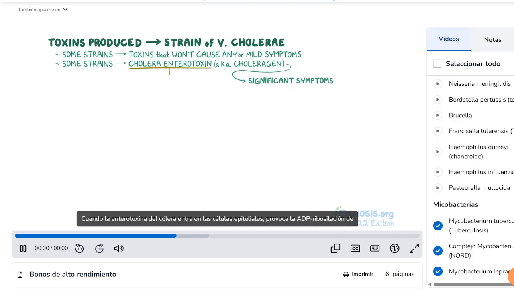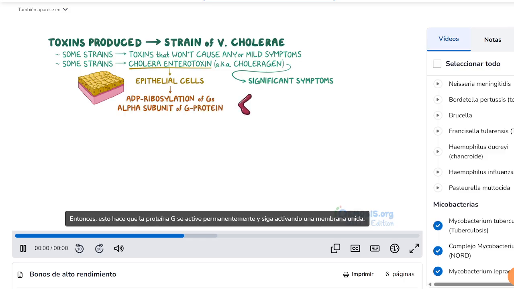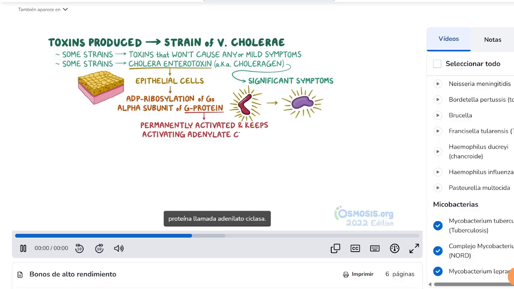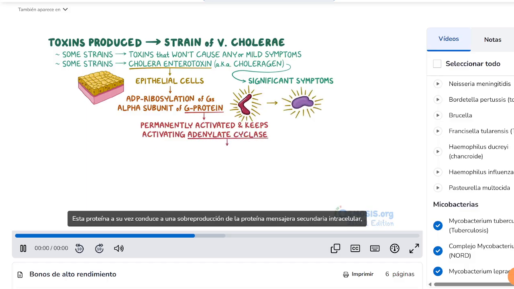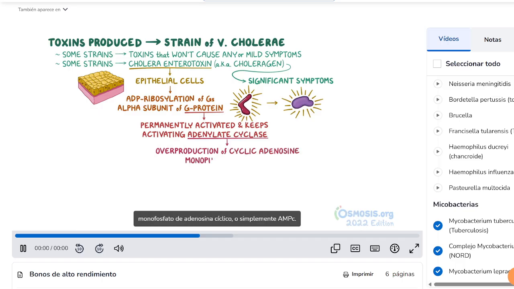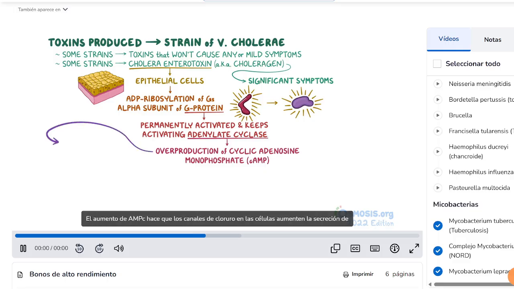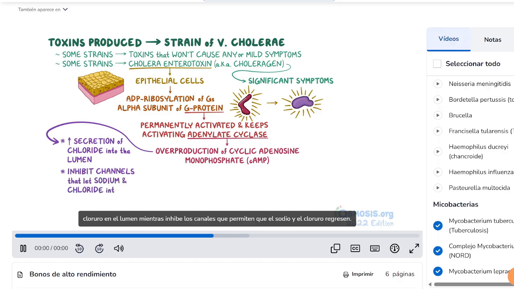When cholera enterotoxin enters the epithelial cells, it leads to the ADP ribosylation of the GS alpha subunit of the G protein. So this causes the G protein to become permanently activated, and it keeps activating a membrane-bound protein called adenylate cyclase. This protein in turn leads to an overproduction of the intracellular secondary messenger cyclic adenosine monophosphate, or simply cAMP. An increase in cAMP causes chloride channels on the cells to increase the secretion of chloride into the lumen, while inhibiting the channels that let sodium and chloride back into the cell.